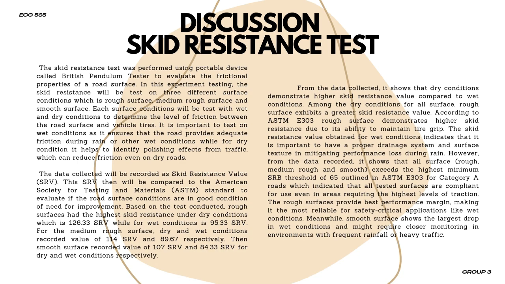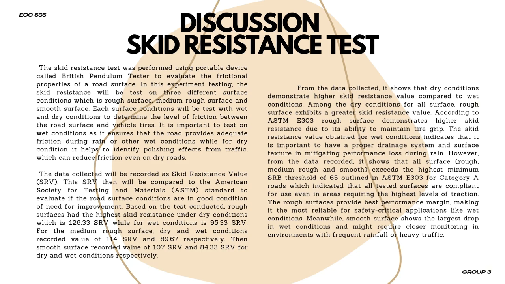For the medium rough surface, dry and wet conditions recorded values of 114 SRV and 89.67 SRV respectively. Then, smooth surface recorded values of 107 SRV and 84.33 SRV for dry and wet conditions respectively. From the data collected, it shows that dry conditions demonstrate higher skid resistance values compared to wet conditions. Among the dry conditions for all surfaces, rough surface exhibits the greatest skid resistance value.